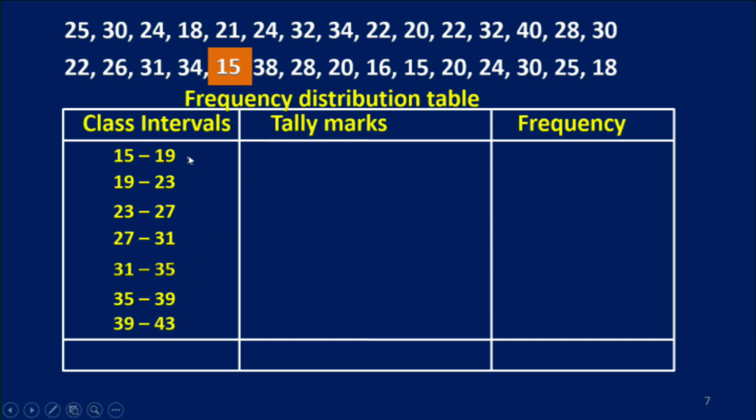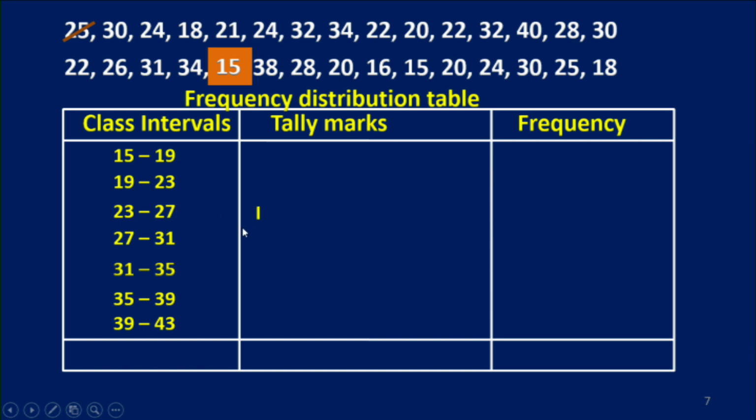Children, here we are getting 7 classes, 1, 2, 3, 4, 5, 6, 7 and the highest value must come in the last class. Are you able to get this 40? Yes. Now, what to do? You have to prepare tally marks. How? What is the first number? 25. See children, I am cancelling 25 here. Now, tell me where the 25 will come? Yes, in the 23 to 27 class.